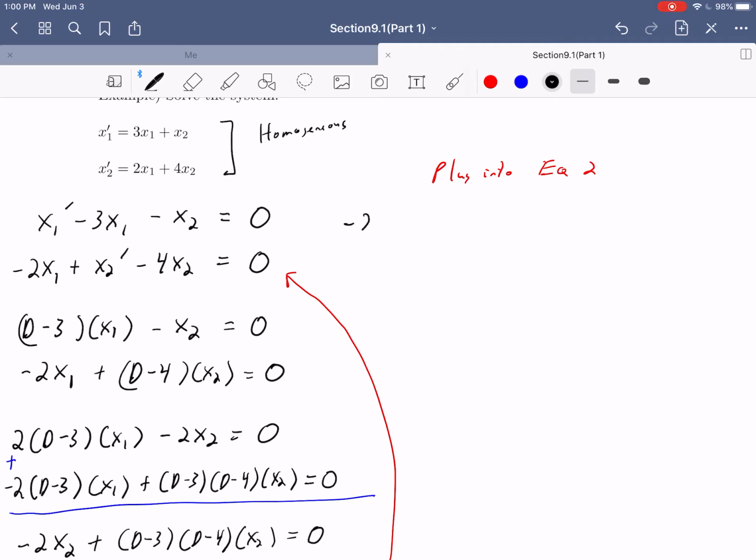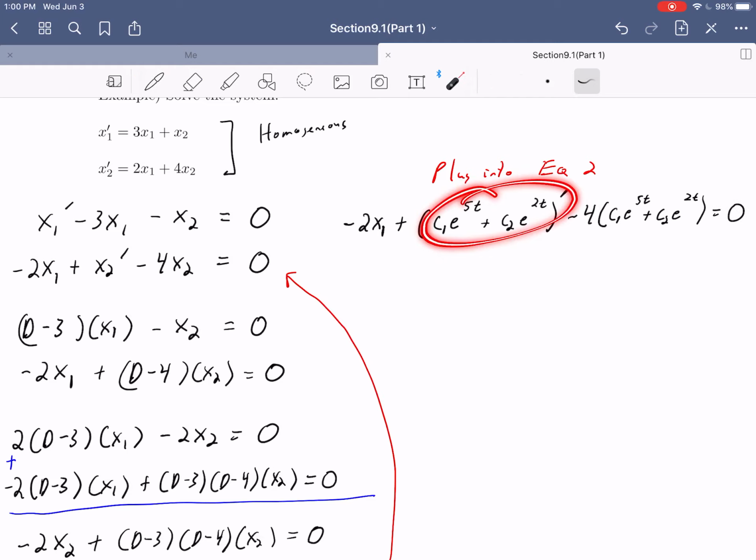Well, it's going to be minus 2x1 plus the derivative of x2. But we just figured out x2 is c1 e to the 5t plus c2 e to the 2t. And then minus 4 times x2, so this is prime there, excuse me, and then c1 e to the 5t plus c2 e to the 2t, and that's supposed to equal 0. Now, applying this derivative is easy.